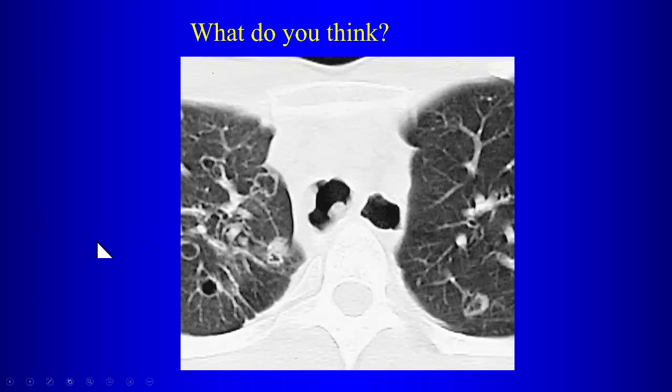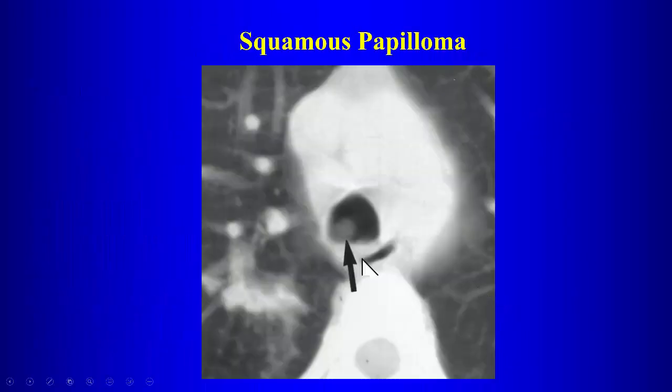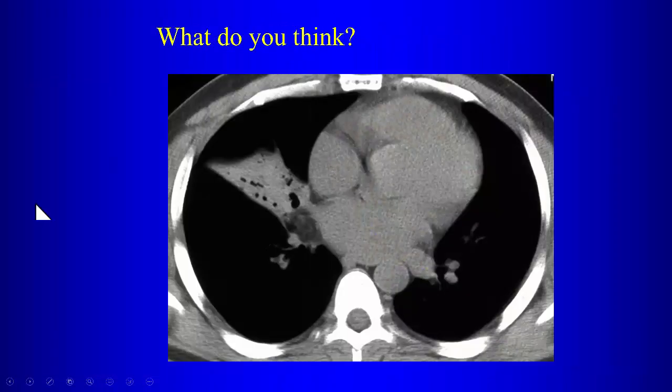The complication of this is, what complication? Transformation to what malignancy? Squamous cell cancer. That's tracheobronchial papillomatosis, right? So hemangiomas in younger patients are also in your differential. So these are some examples of tracheal tumors. Squamous papillomas can also occur in the trachea. Tracheobronchial papillomatosis, as we just discussed, can also affect the trachea.